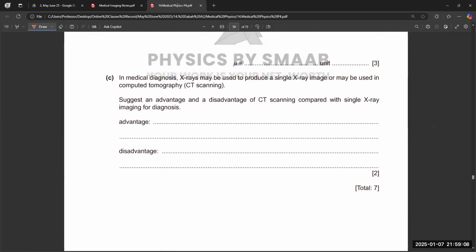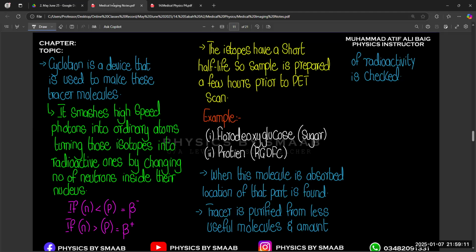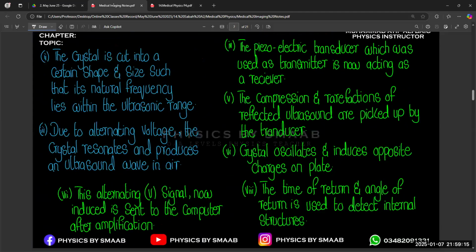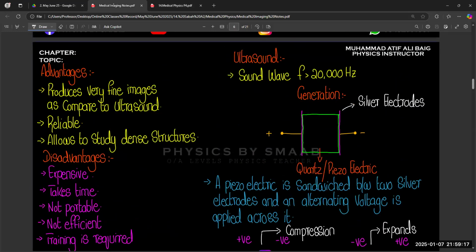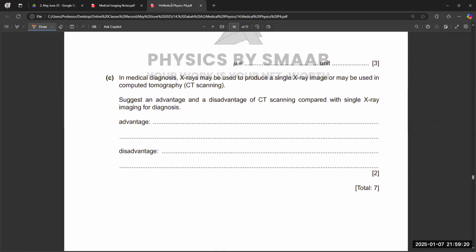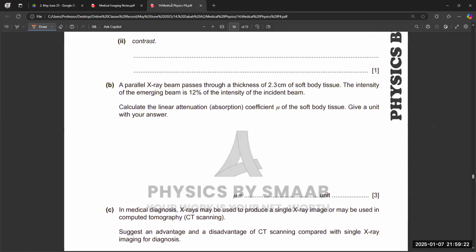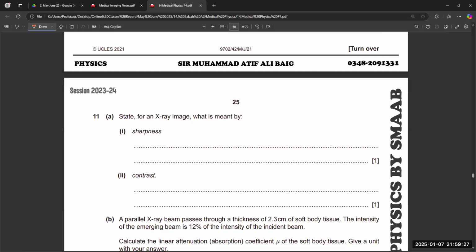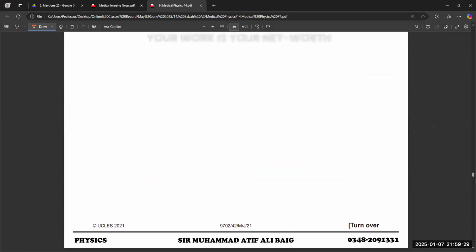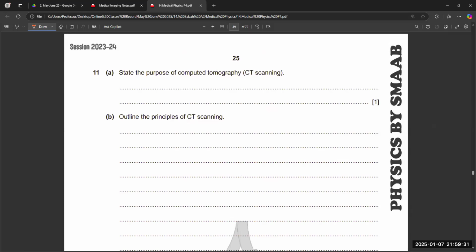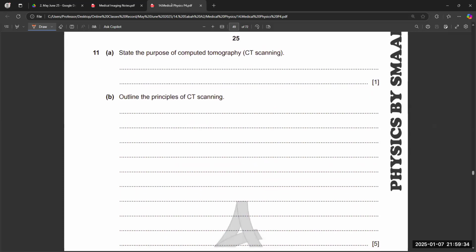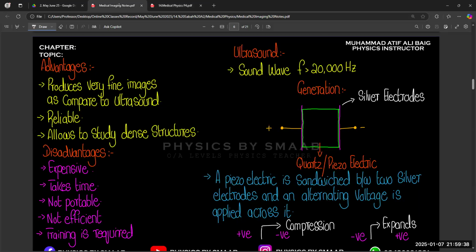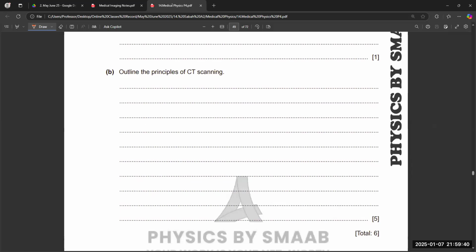And this is related to CT scans, advantage and disadvantage. We already discussed them. So these are the advantage and disadvantage. You can just simply copy paste for 1 mark each. Sharpness, contrast. Outline the principles of CT scanning. So you just need to write down the whole process that we discussed in CT scans, right?